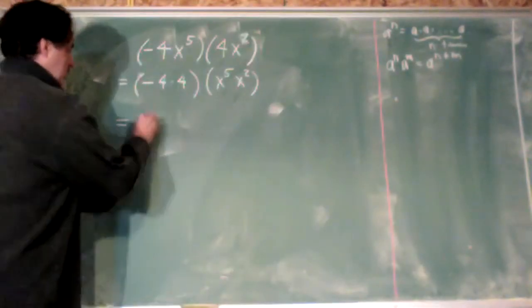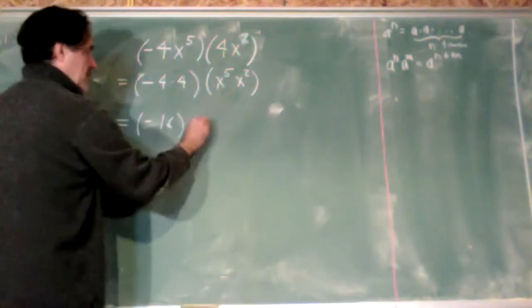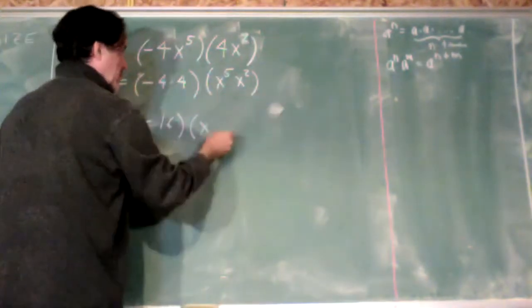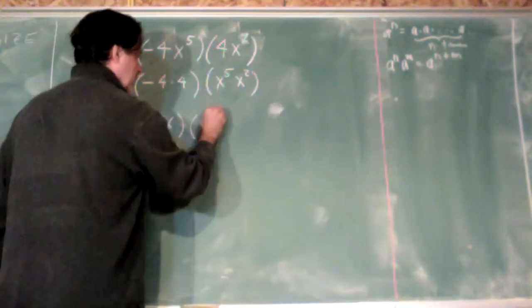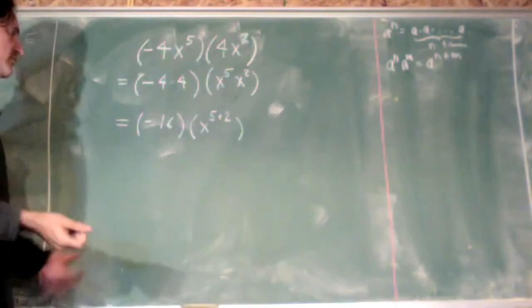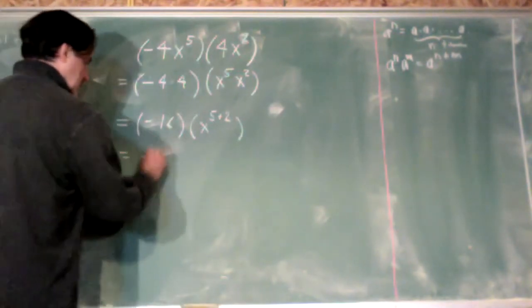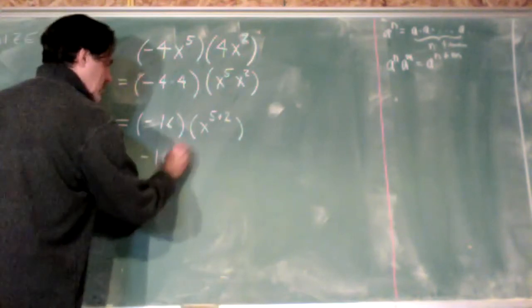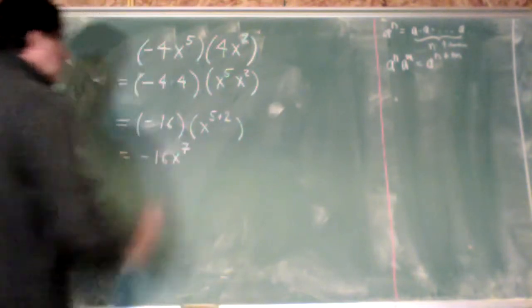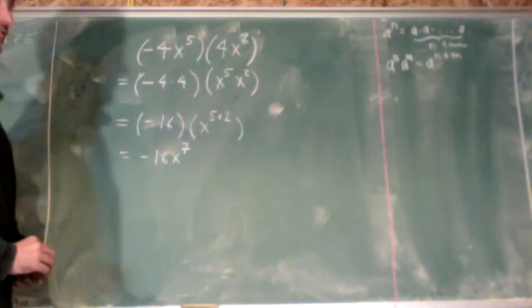Negative 4 by 4 is merely 16. X to the fifth, x squared, by use of our product rule, is x to the 5 plus 2, and we do the arithmetic. I'm going to drop the parens around the 16 times x to the 7th power. So we obtain minus 16 x to the 7th power.